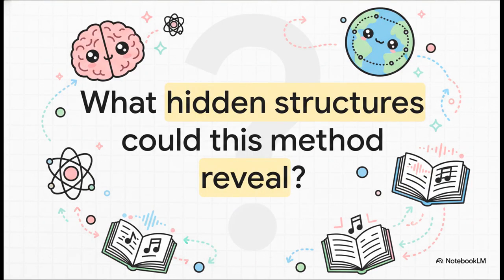So if there's one thing to take away from all this, it's this. By changing our perspective and viewing data as a network of connections, we can find incredible structures that traditional distance-based methods would just completely miss. And that really leaves us with a final, pretty exciting question, doesn't it? What other hidden structures are out there waiting to be discovered? What hidden communities in our social networks or what crucial protein interactions in biology could this powerful method reveal to us next?